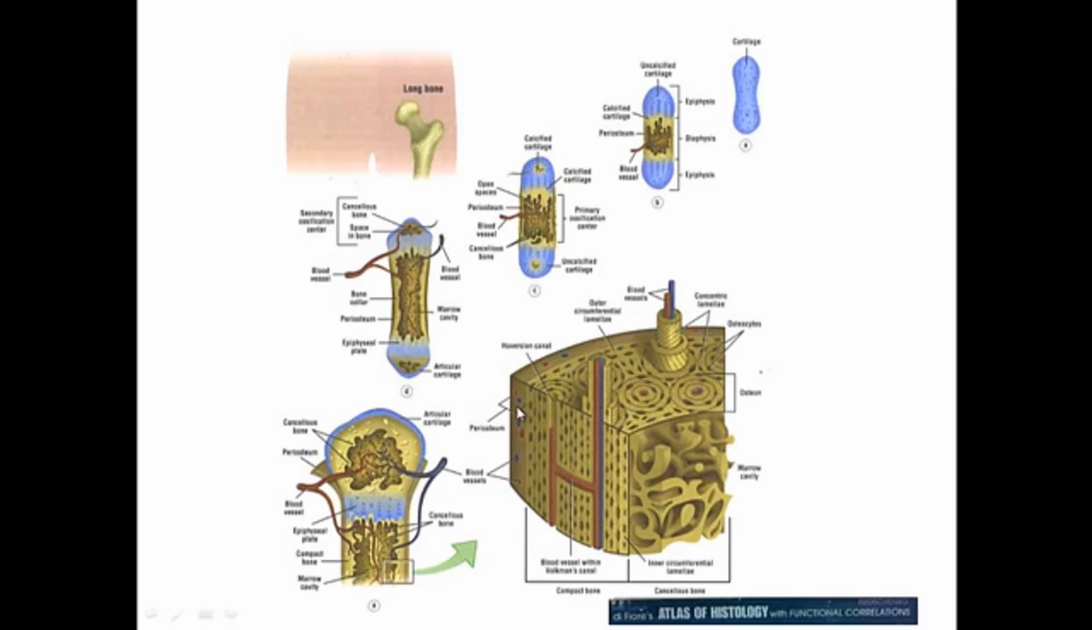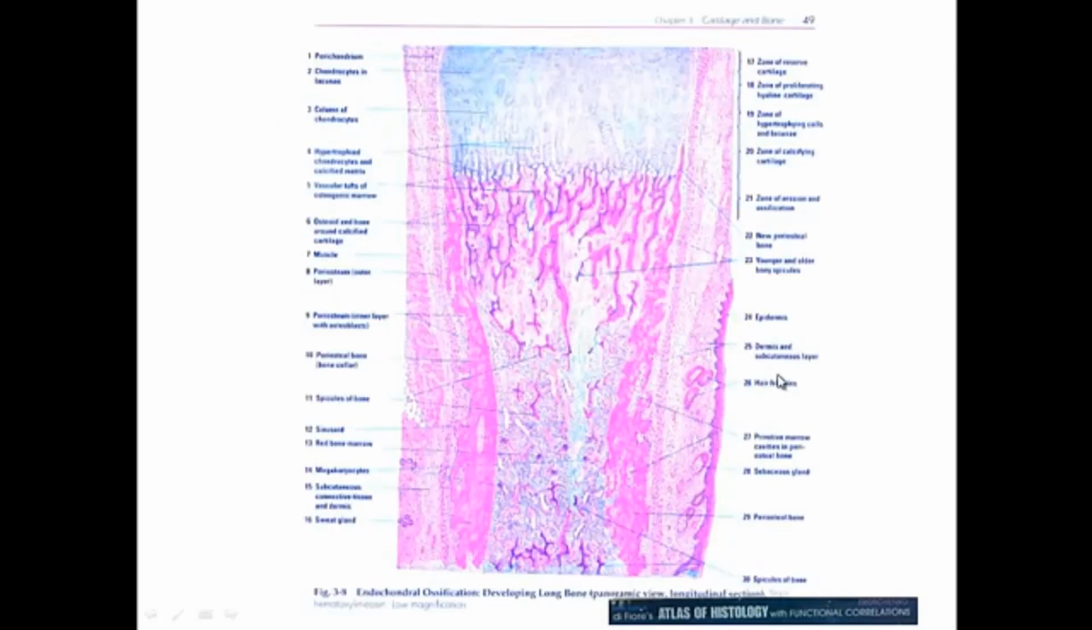And here we can see compact bone, which has these Haversian systems. So this is the osteon, and these are the osteocytes located throughout. And you have lamellae, circumferential lamellae. So this is the endosteum and the periosteum that we have with the bone.